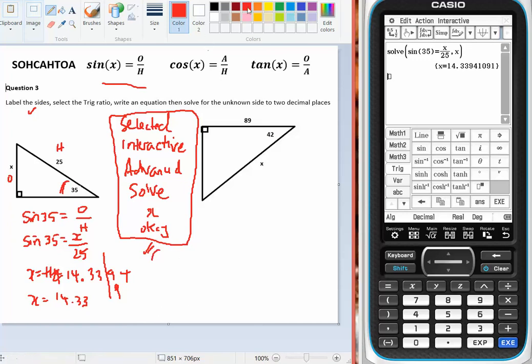Okay, in question number 2, or part B, here is my angle. 89 is adjacent, x is hypotenuse. Adjacent hypotenuse is cos. So I've got the cos of 42 equals adjacent over hypotenuse. The cos of 42 equals 89 on x.